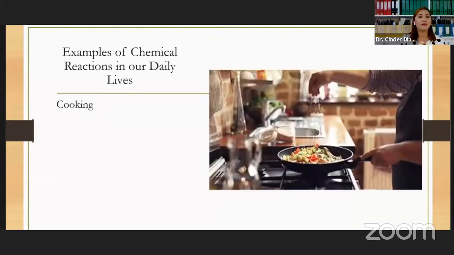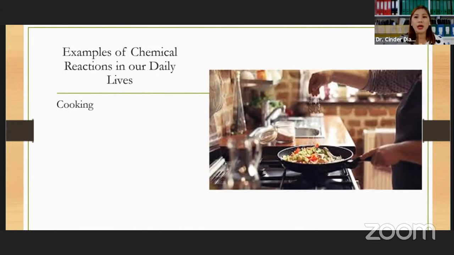Another example of a chemical reaction in our daily life is, of course, cooking. We are always cooking our food, right? Just mixing dry ingredients usually doesn't result in a chemical reaction, but adding a liquid ingredient often does. Cooking with heat also causes reactions.